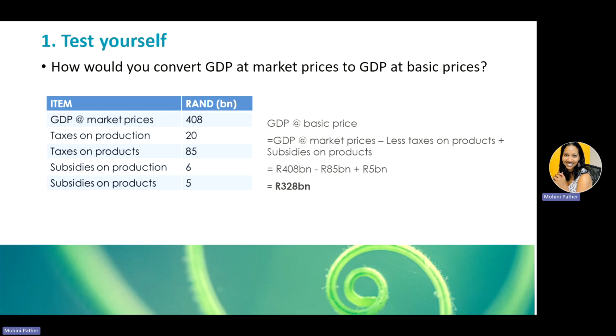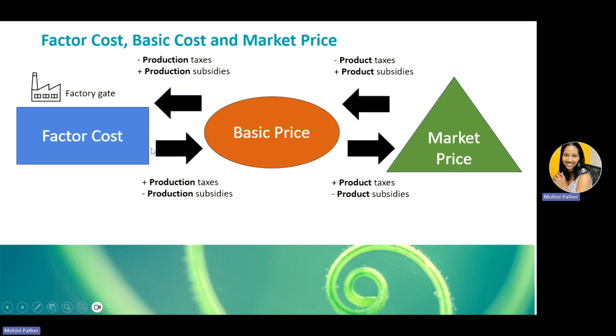subsidies for products. If you are moving from basic prices to market prices, you will only be focusing on the products aspect because as we looked at in this diagram, anything that is a conversion between basic and market or market to basic will only be product related, and anything moving from basic to factor will only be production related.